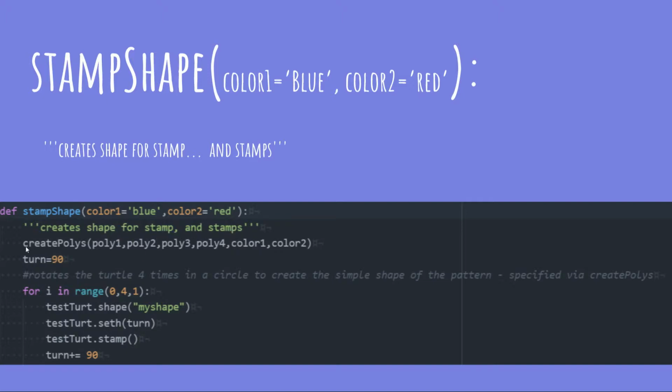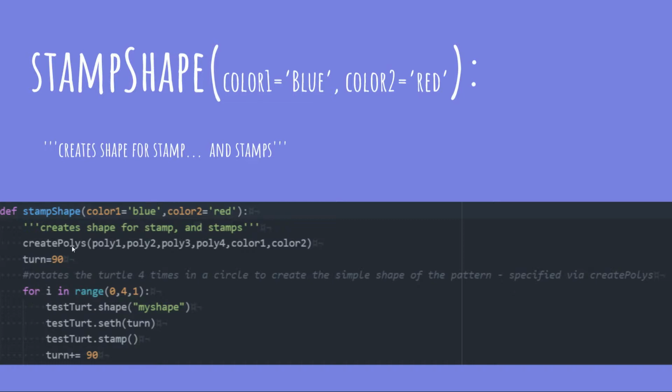And then I'm executing create polys. And then within this, I have it turn 90, and it rotates the turtle 4 times in a circle, aka 360 divided by 4, the simple shape of the pattern. And to create the simple shape, specified via create polys, which that shape is these 4 polys compounded into 1.